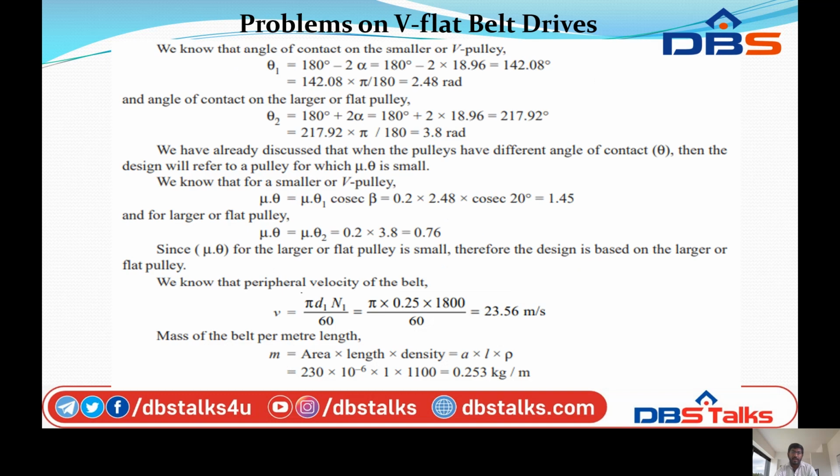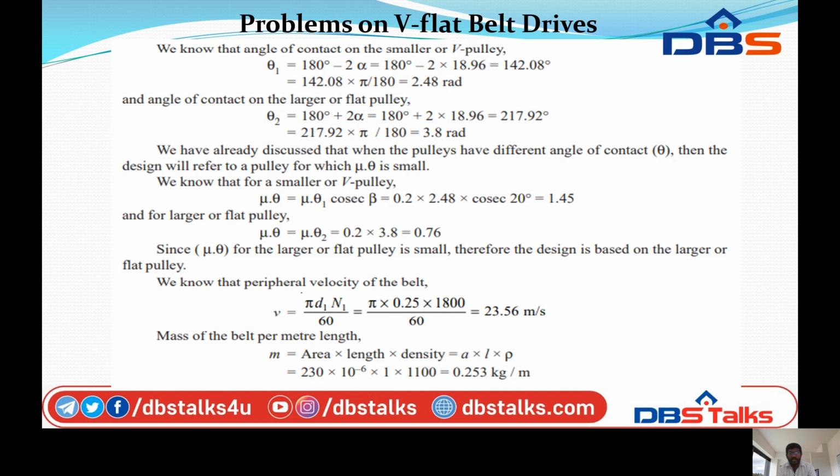We know the angle of contact on the small or V pulley, theta 1, is equal to 180 degrees minus 2 alpha, that is equal to 180 minus 2 into 18.96, that is equal to 142.08 degrees. The degrees will be converted into radians. Theta 1 is equal to 142.08 into pi by 180, that is equal to 2.48 radians.